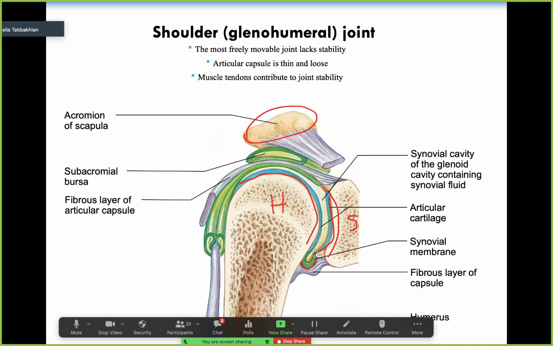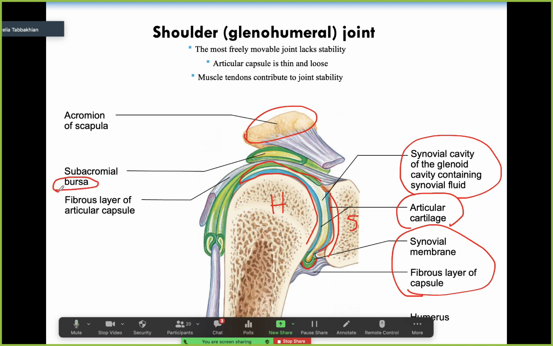In green, circling around, you've got the capsule, which is made up of a synovial membrane and the fibrous capsule. There's your articular cartilage. And then in the middle, in yellow, is the synovial cavity full of synovial fluid. The additional piece on this joint that you haven't seen yet is what's called a bursa.